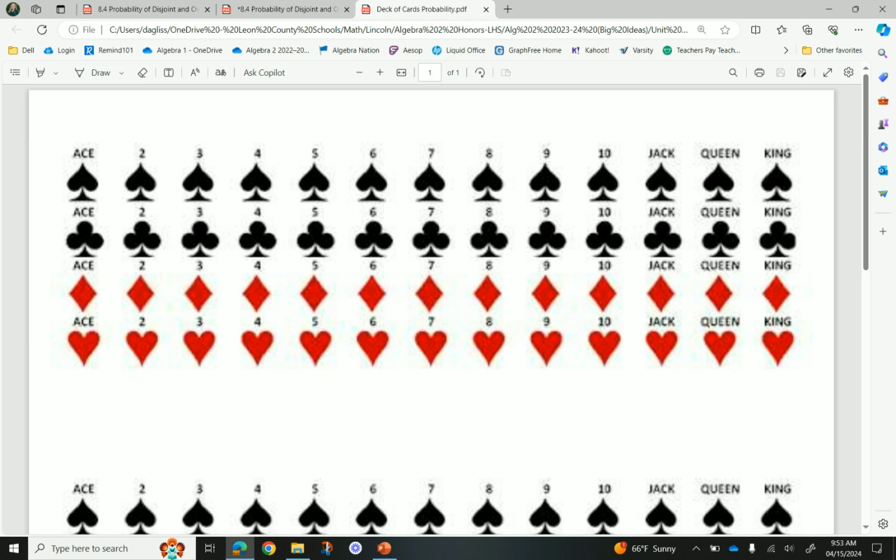And then each of those suits has the cards ace through 10. Aces are considered ones. And then you have face cards: jacks, queens, and kings. They're called face cards because they have faces on them. I know. Shocking. Okay?